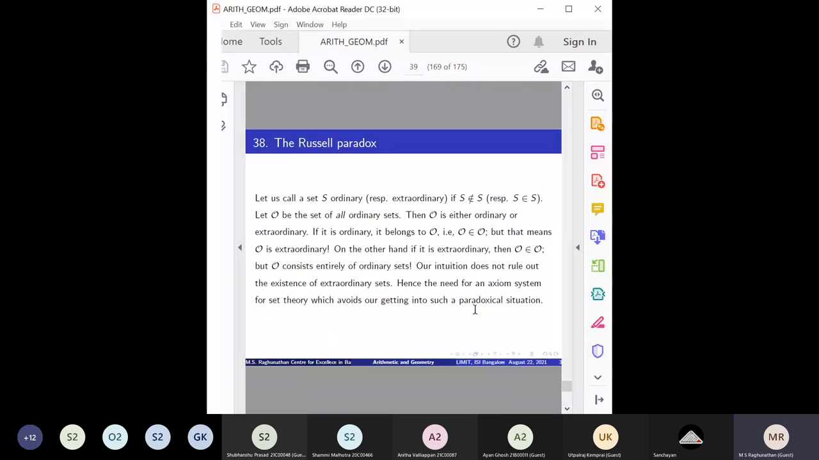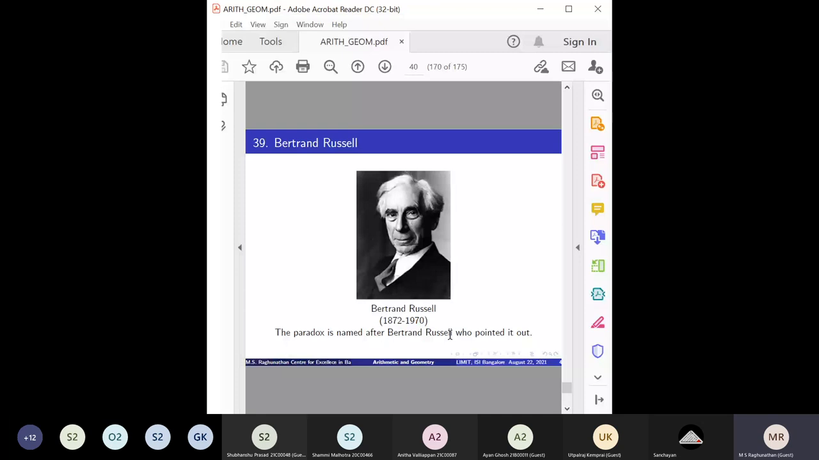And if you have a good axiom system for set theory, then all mathematics can be derived from that using logical deduction. The paradox is named after Bertrand Russell, who pointed it out. Russell is better known as a public intellectual who was involved in the peace movement.